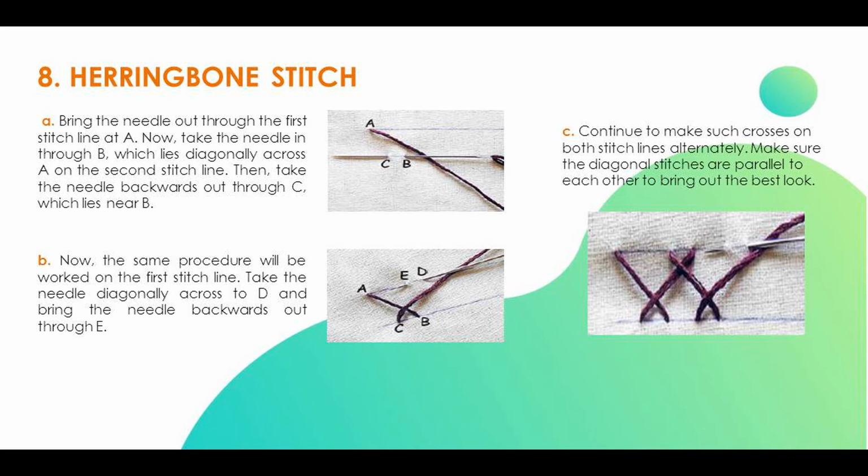B. Now, the same procedure will be worked on the first stitch line. Take the needle diagonally across to D and bring the needle backwards up through E. C. Continue to make such crosses on both stitch lines alternately. Make sure the diagonal stitches are parallel to each other to bring out the best look.